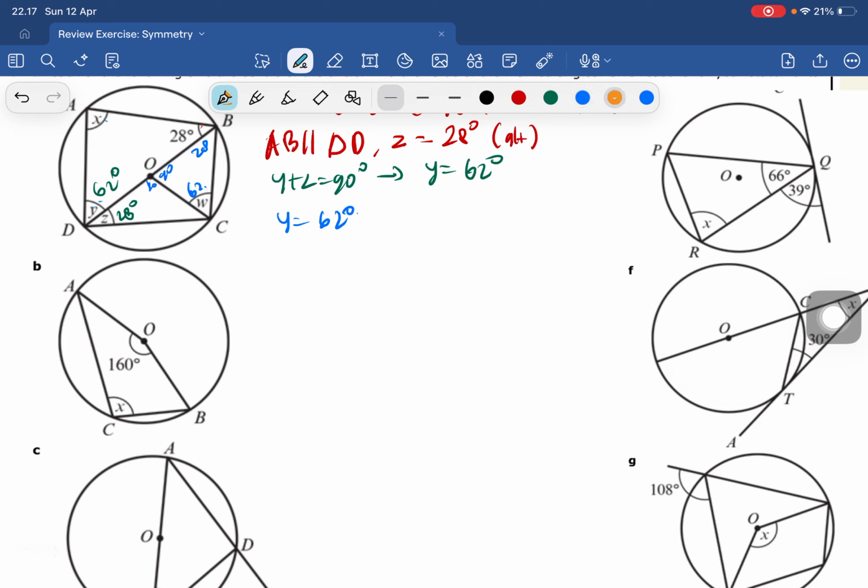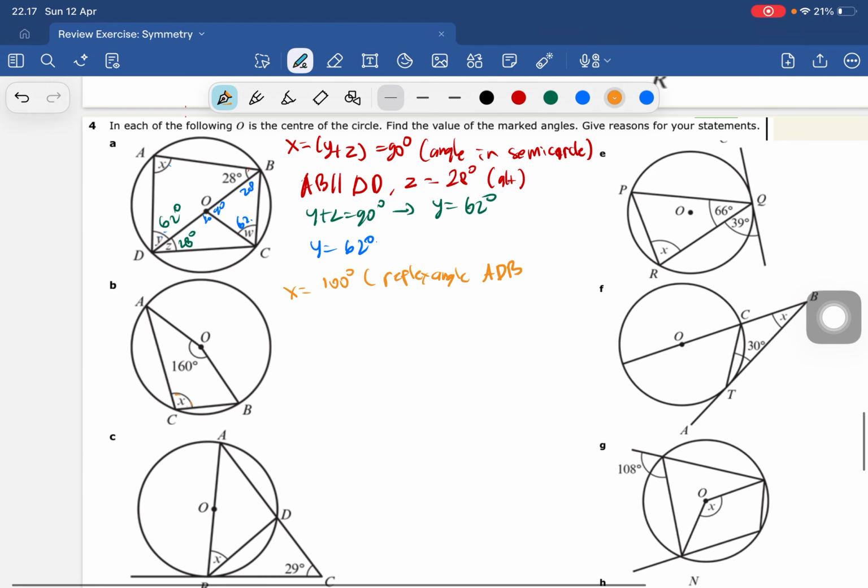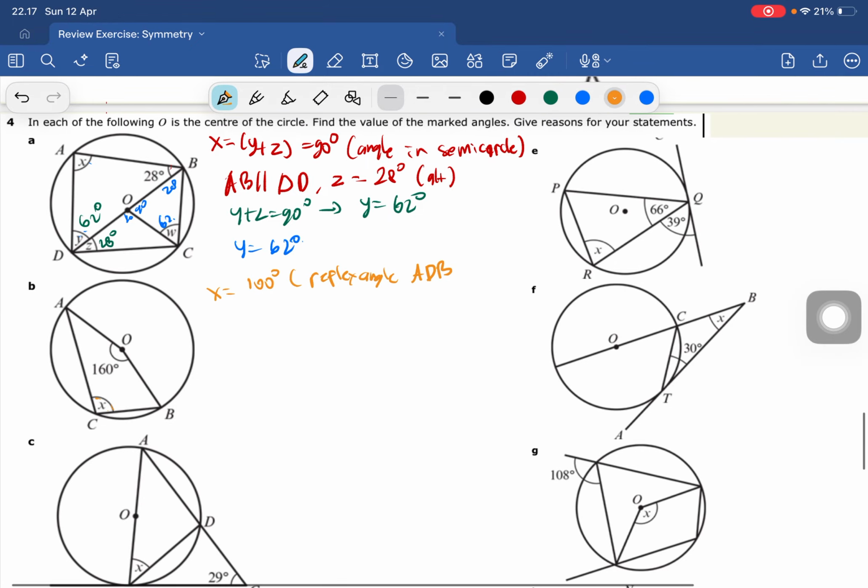Okay, what is X from here? So X is gonna be 100 degree. Why? Okay, so here is the reason. So the reflex angle ADB, here A, where is D? Yeah, ADB. Okay, it's gonna be 200.